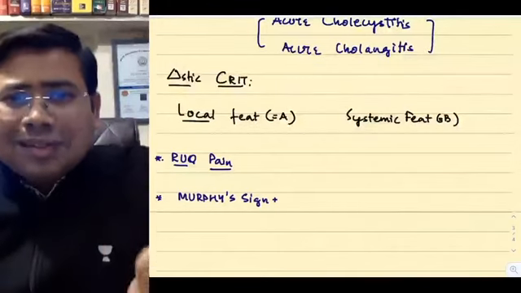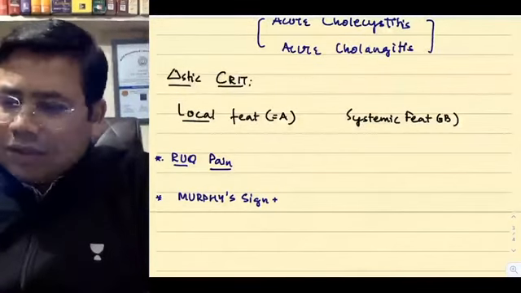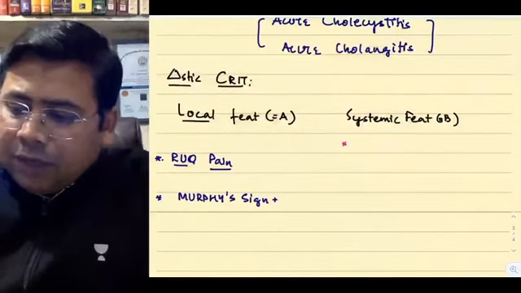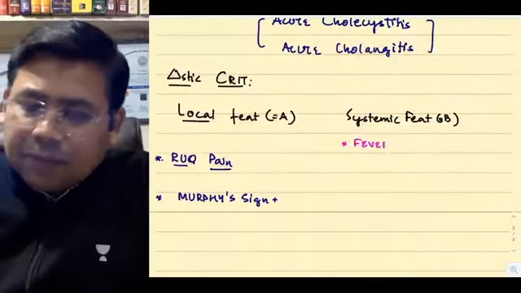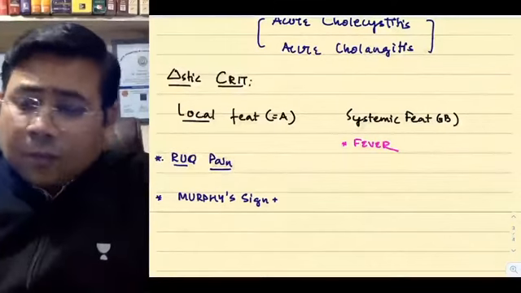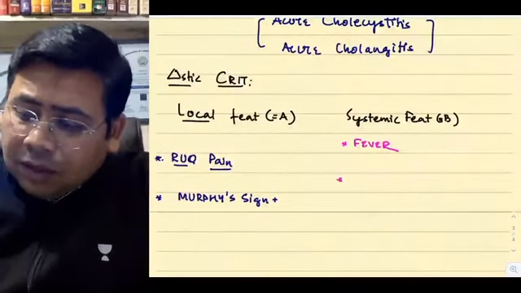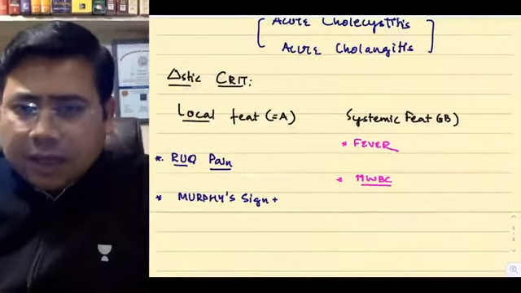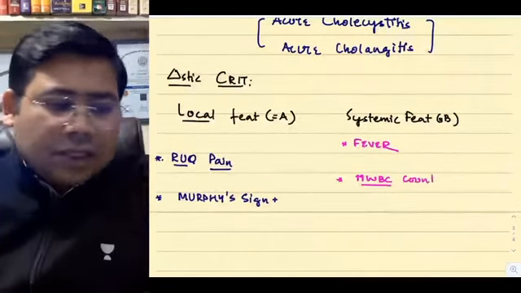Let us talk about the systemic features. The complaint of fever is also taken into account. Second is elevated WBC count.